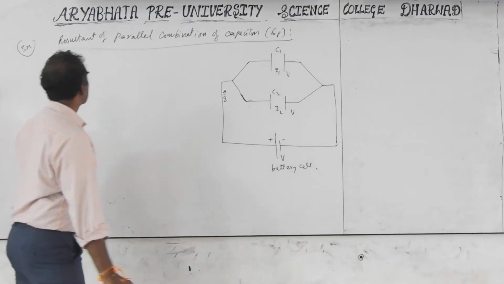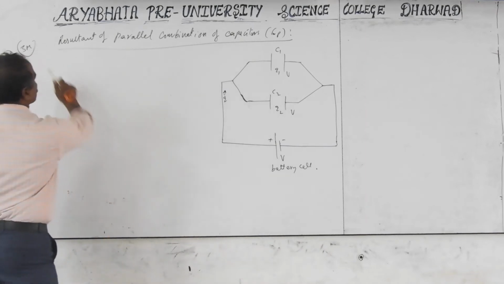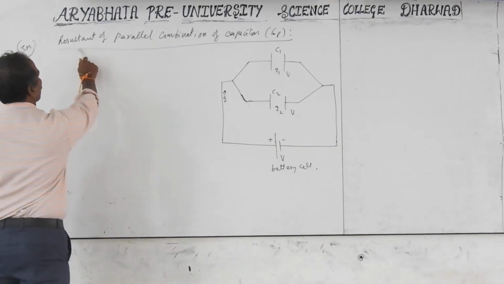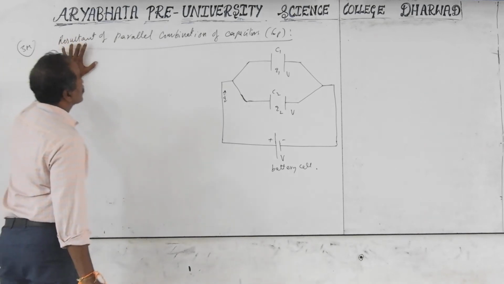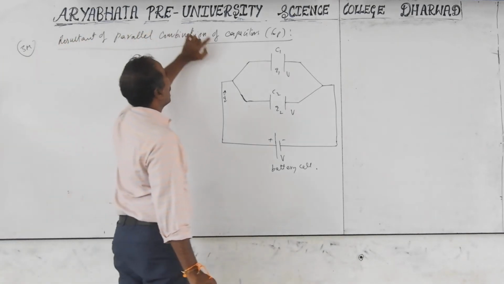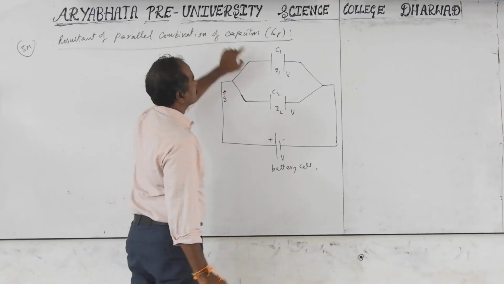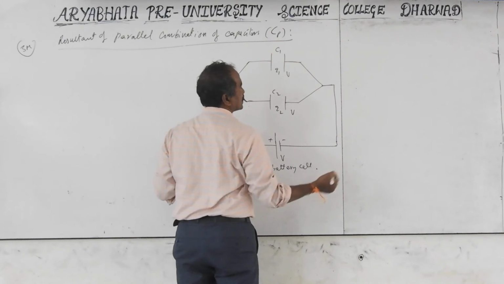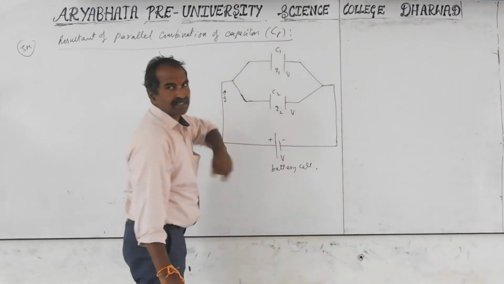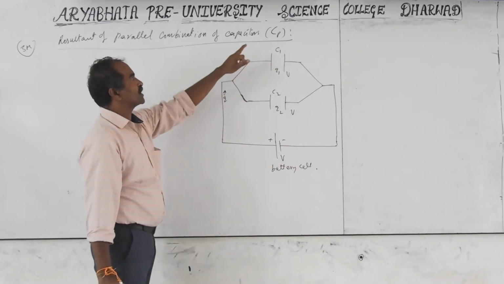The next part of the derivation is also for 3 marks. This is for the parallel combination of capacitors, the expression for the resultant of capacitors in parallel. The resultant symbol we take as C subscript P. In series combination we take it as C subscript S, and for parallel combination we take it as C subscript P.